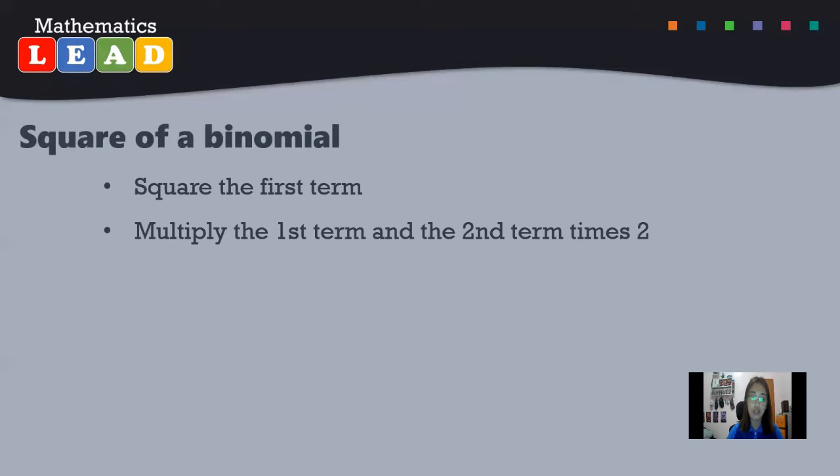Now we will try to solve the square of a binomial. The first thing we need to do is to square the first term, and then multiply the first term and the second term times 2, and then square the second term. To clearly understand, here is an example.